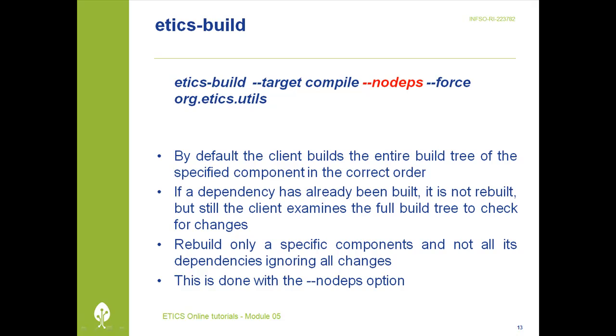By default, the client builds the entire build tree of the specified component in the correct order. Usually, if a dependency has already been built, it is not rebuilt, but still the client examines the full build tree to check for changes. Sometimes you need to rebuild only a specific component without checking changes in its dependencies. This is done with the No Deps option.